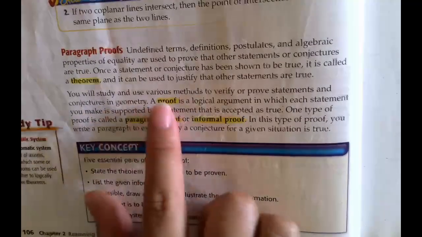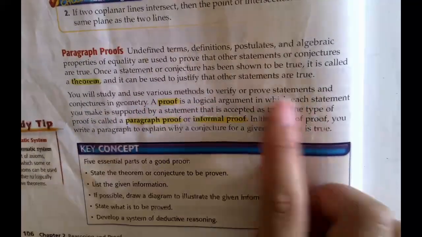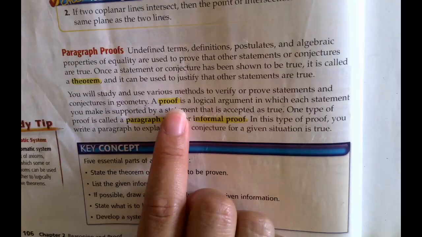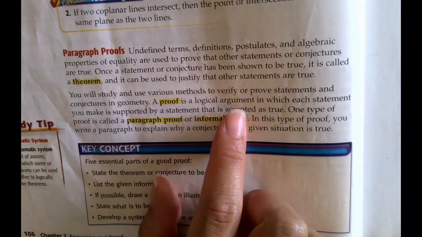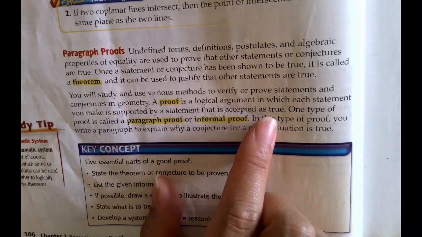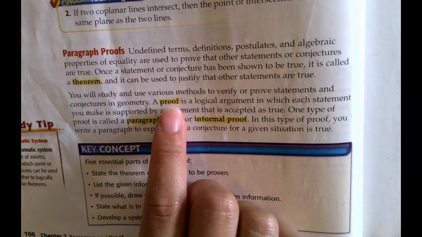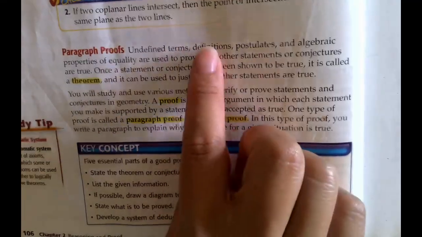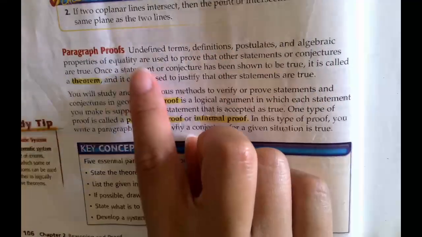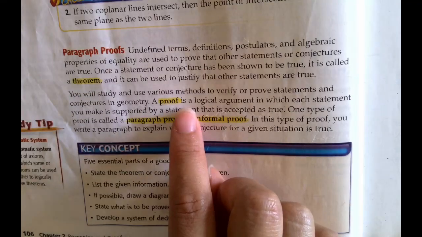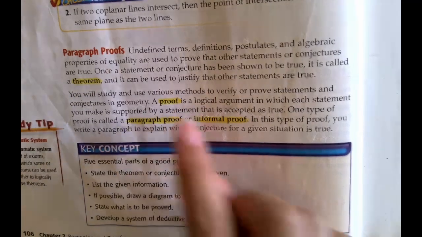So here, you're going to study and use various methods to verify or prove statements and conjectures in geometry. A proof is a logical argument in which each statement you make is supported by a statement that is accepted as true. How a proof works is that we use things like undefined terms, definitions, postulates, algebraic properties of equalities, as well as theorems, in our proof to show this logical argument.